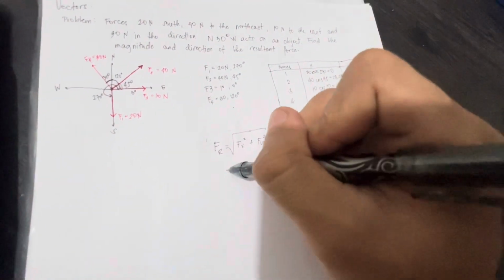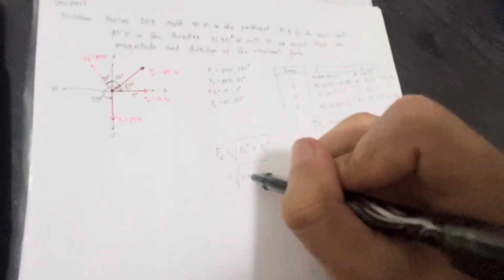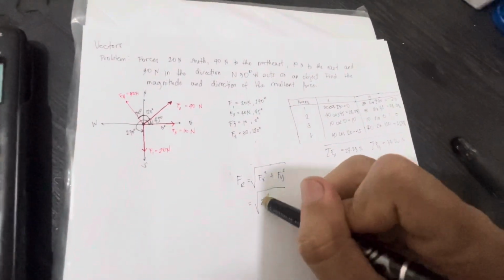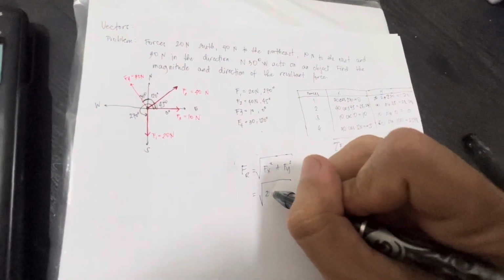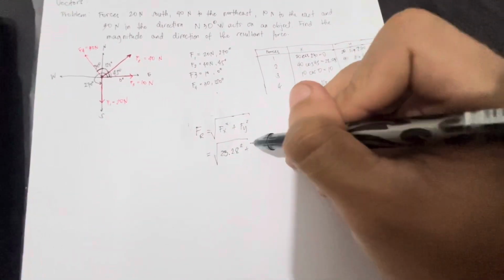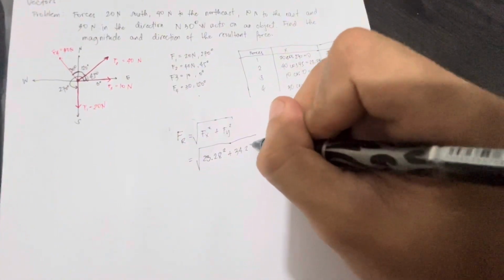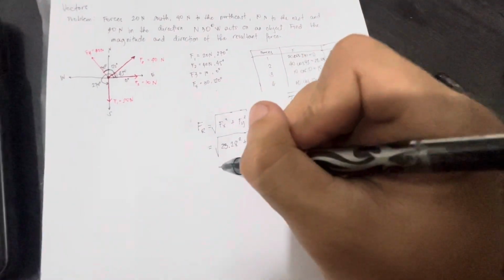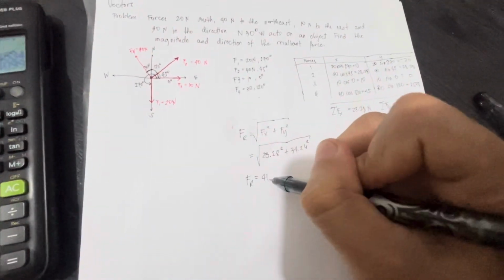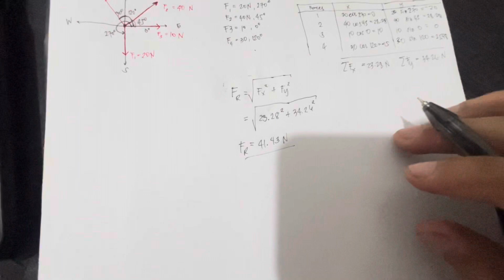That is equal to the square root of 23.28 squared plus 34.26 squared. Okay, so ang atong makuha nga resultant will be 41.43 newtons. Okay, so naa na tay magnitude.